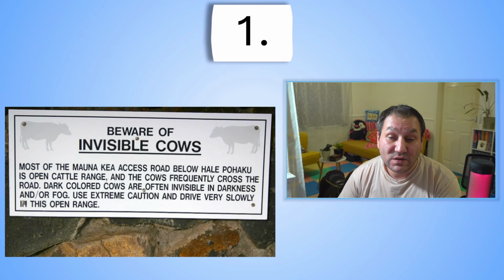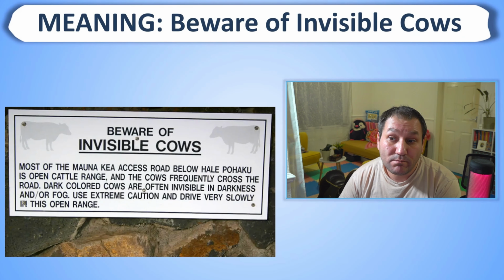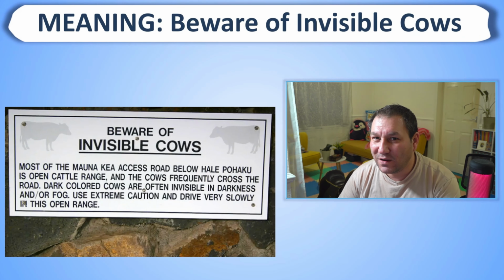Beware of invisible cows. Most of the Mauna Kea access road below Hale Pohaku is open cattle range, and the cows frequently cross the road. Dark-colored cows are often invisible in darkness and/or fog. Use extreme caution and drive very slowly in this open range. Meaning, beware of invisible cows.